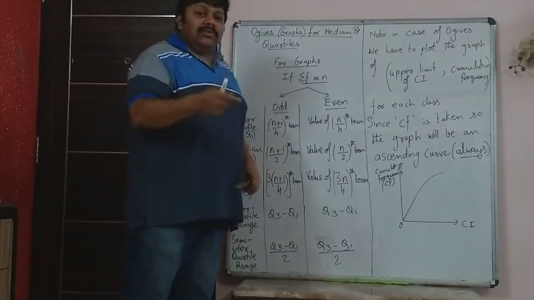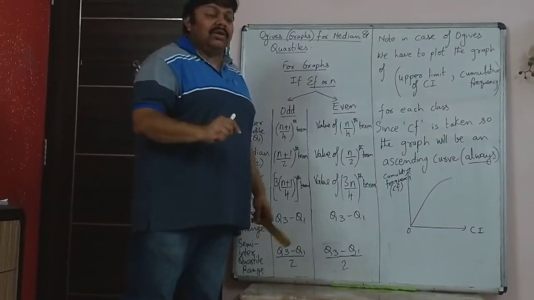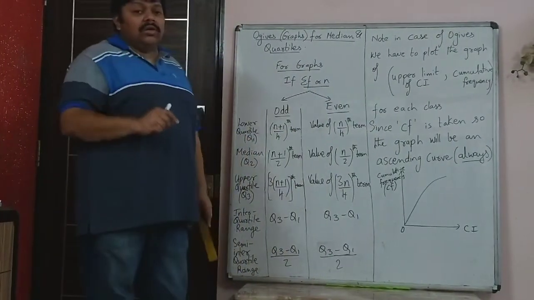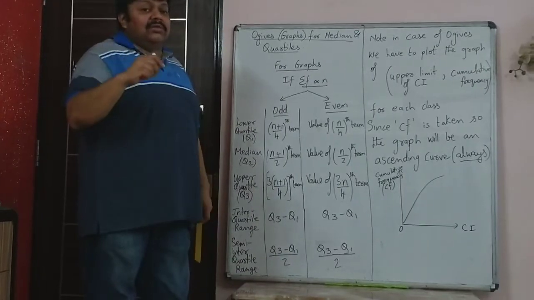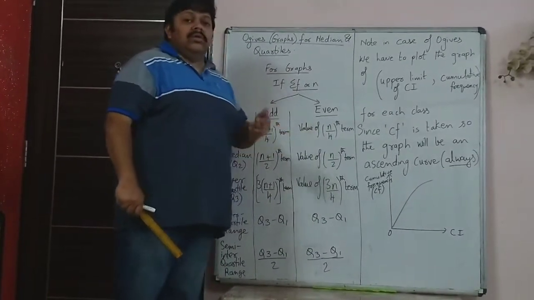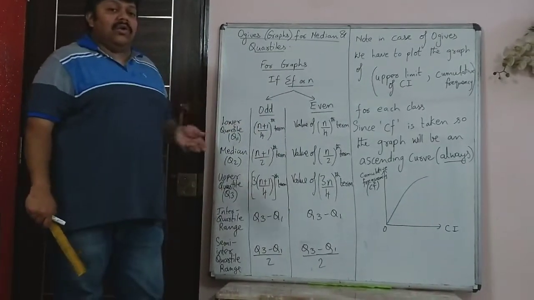If it is going up and down, that means you have plotted upper limit with frequency. That is wrong. That is something that sometimes some students don't practice. I know many of you don't want to take the graph book and draw and practice.